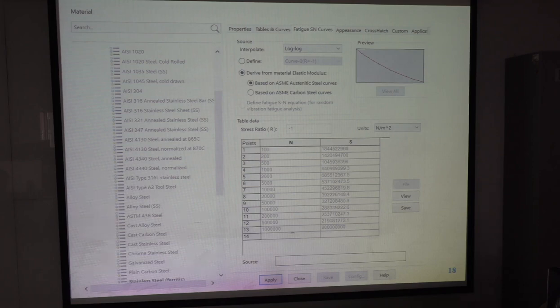So N is in the second column. S is in the third column. It's in the database. We just select it. Or if you have your own SN curve, you can create your own SN curve for your design. Next page, please.